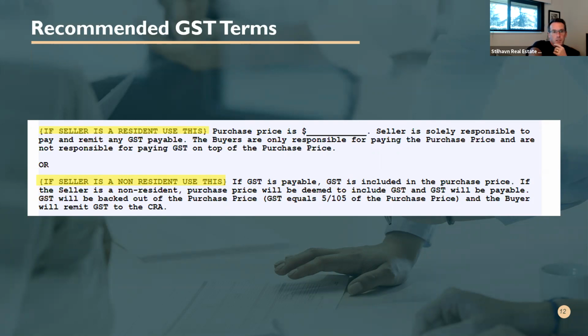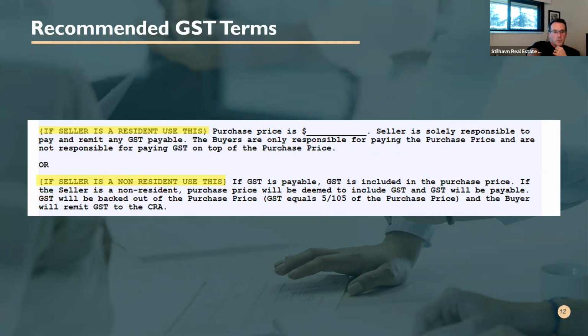And then the important thing is, though, if the seller is a non-resident, the buyer is the one who has to remit it, even if the seller is paying it. So that's why the residency is important. So if you have a non-resident seller, you should be using the second clause. If GST is payable, GST is included in the purchase price.